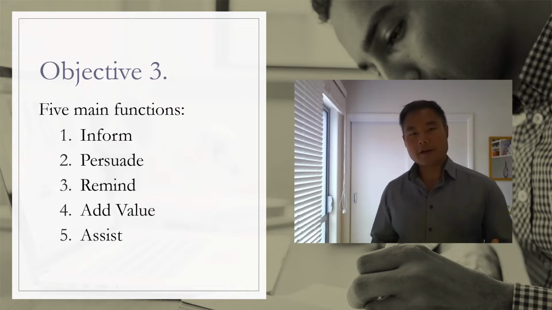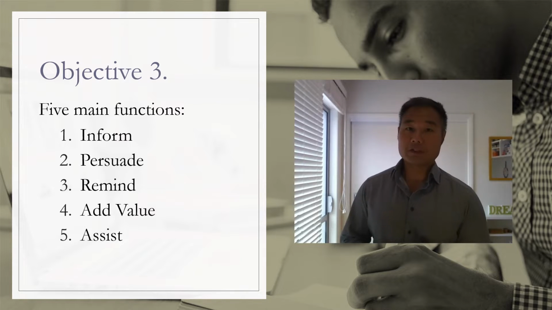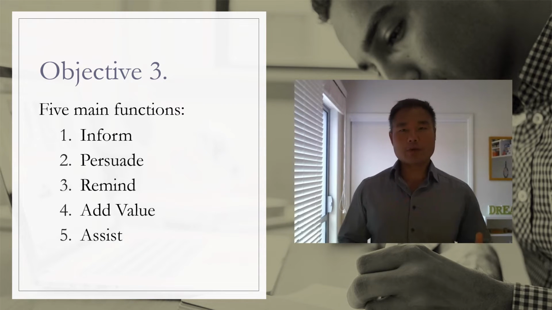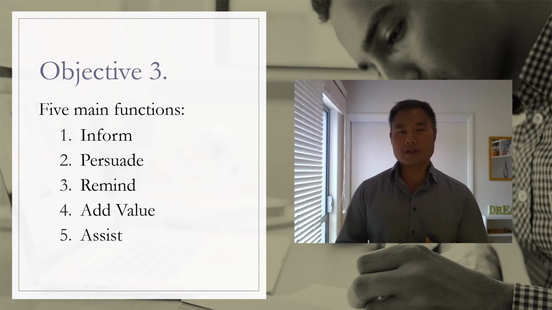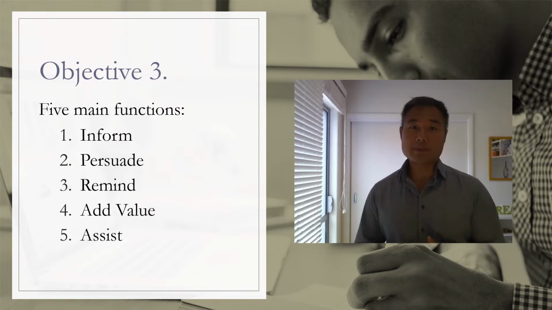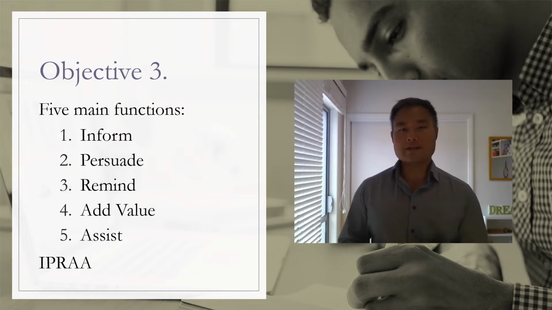So if you look at the slide, we have those 5 main functions of inform, persuade, remind, add value, and assist. So an easy way to remember this for your test or in the real world when you try to justify advertising and some of the functions that it may serve a business as an investment is the acronym IPRAA: inform, persuade, remind, add value, and assist.